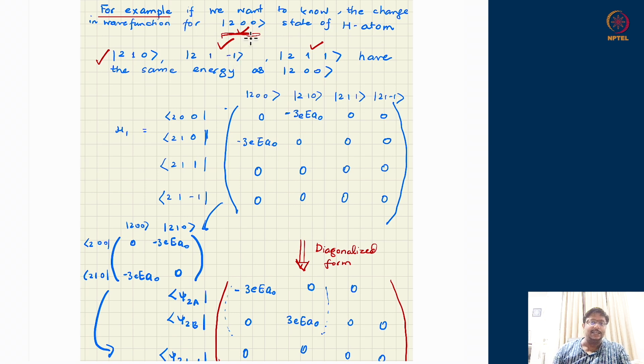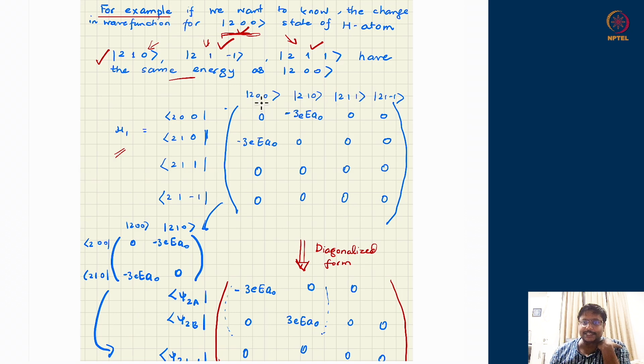In both the cases, there is a problem because for 200, there are other states which are different from it. For example, 210, 21 minus 1 and 211, which have the same energy as 200. So I should first check whether H1 is diagonal in this degenerate subspace or not. So I compute the matrix H1 in this degenerate subspace, 200, 210, 211, 21 minus 1, with rows and columns like that.